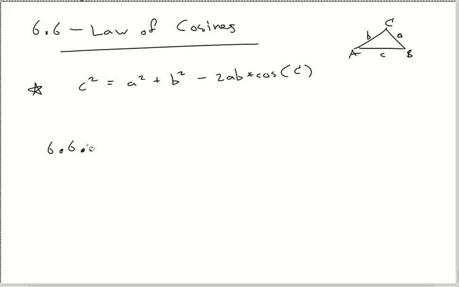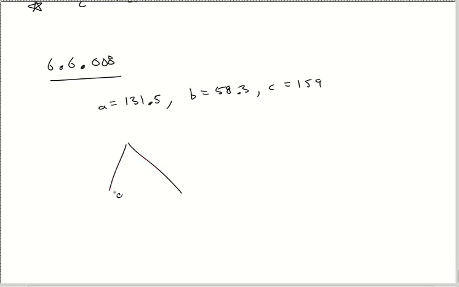So 6.6.008. I got little a is equal to 131.5. Little b is equal to 58.3. And little c is equal to 159. So let me just draw out this triangle. I got a theta right here. I got my 58.3 right there. Got a 159, and then I got my 131.5. And they're saying find this angle here, theta.